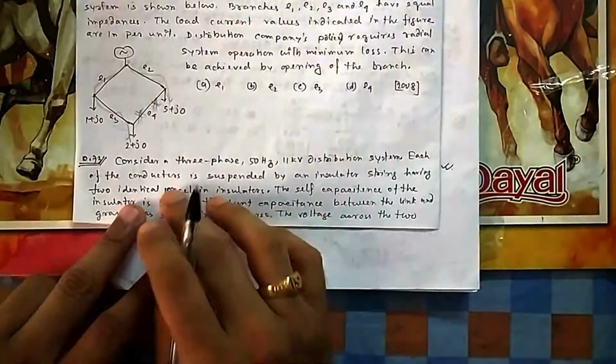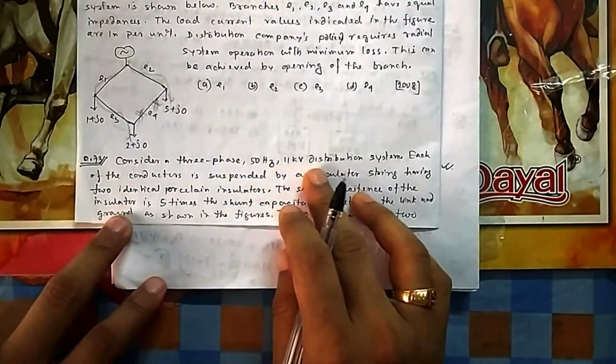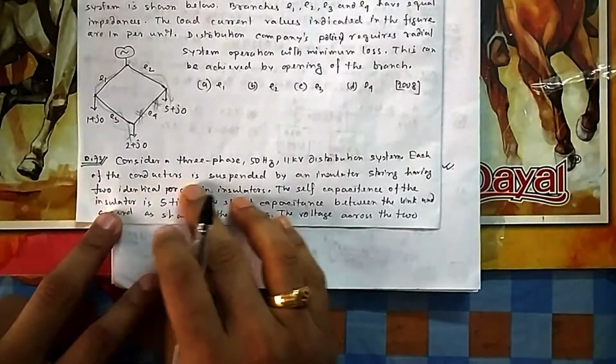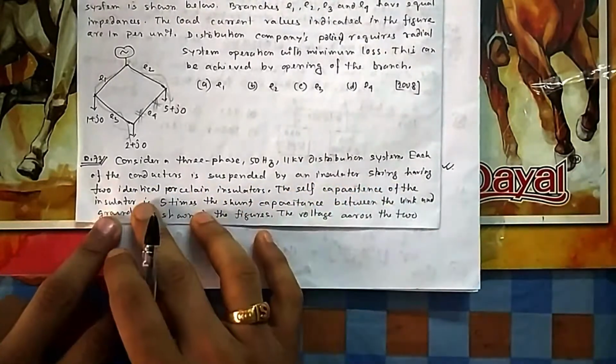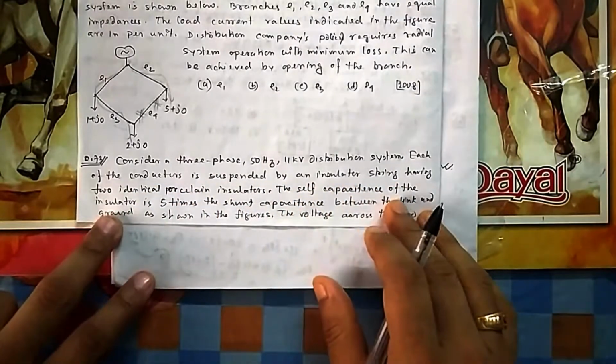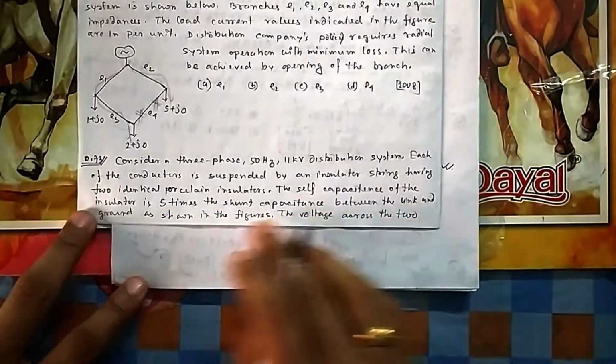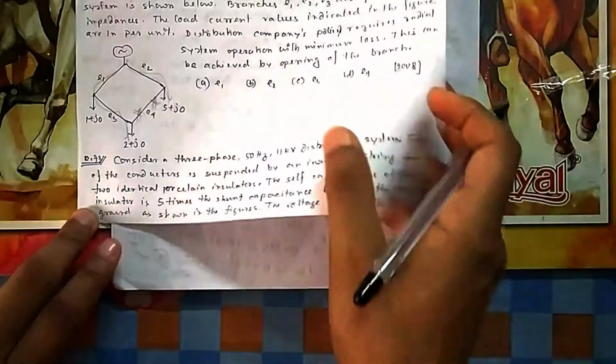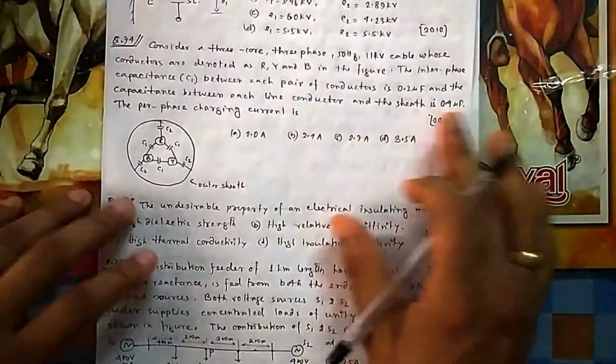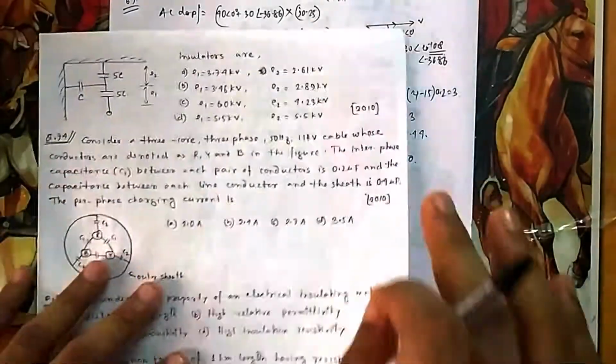Now if you come to question number 73, consider a 3-phase 50 Hz 11 kV distribution system. Each conductor is suspended by an insulator string having 2 identical porcelain insulators. The self capacitance of the insulator is 5 times the shunt capacitance between the link and the ground, as shown in the figure. The voltage across the 2 insulators are, they are asking of this fashion.